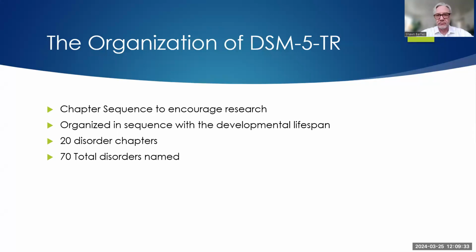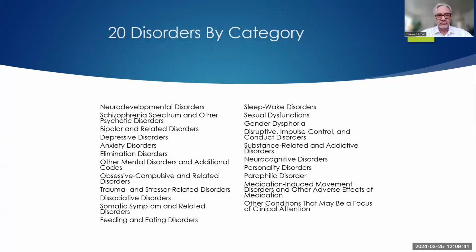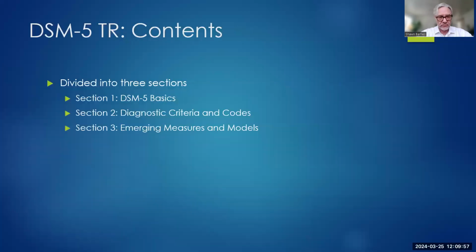So we have 22 disorder chapters, and we have 70 total disorder names. It's very extensive, and this is what we're looking at here. These are the diagnostic categories that we're going to be looking at. If I showed you the book, it is very, very thick and very intense. It is divided into 3 sections: the basic information, the diagnostic criteria and codes, and the emerging measures and models.